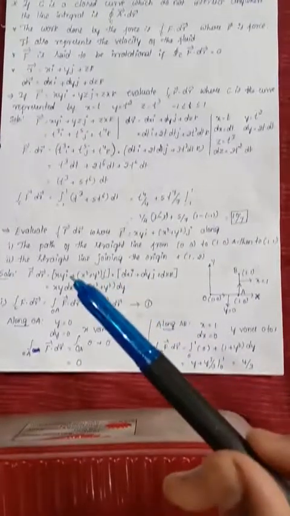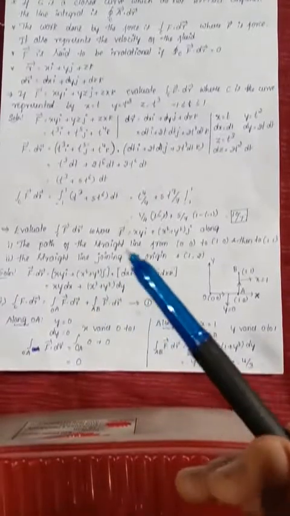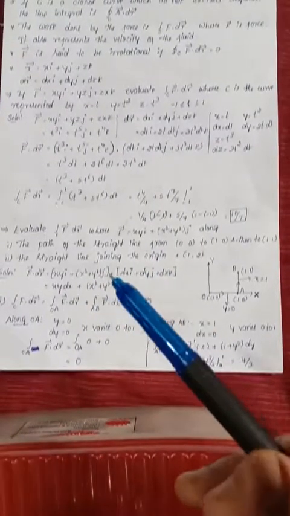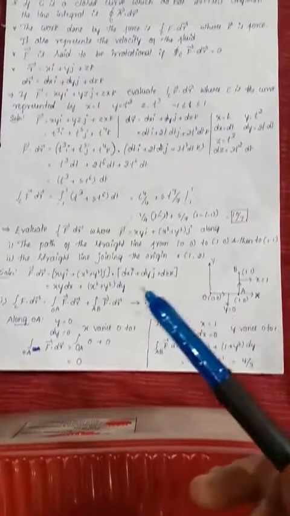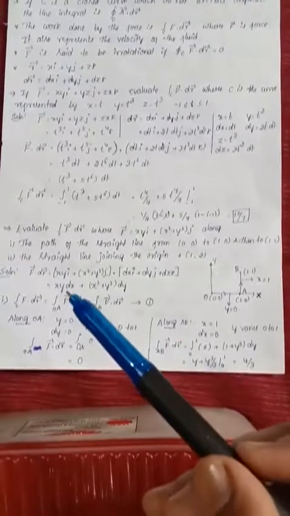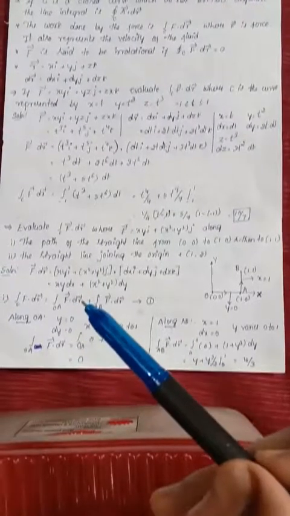i dot i is 1, so xy into dx; j dot j is 1, x square plus y square into dy. k is not given, so 0 into k becomes 0. So find first the integral of OA, f dot dr.